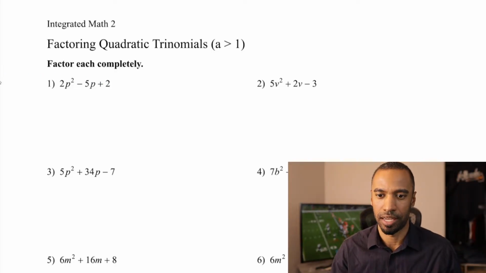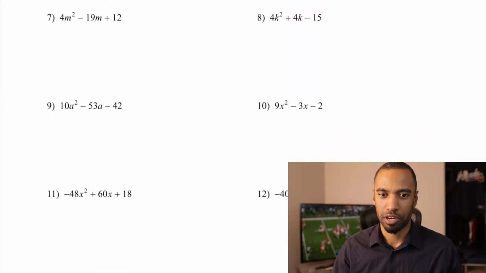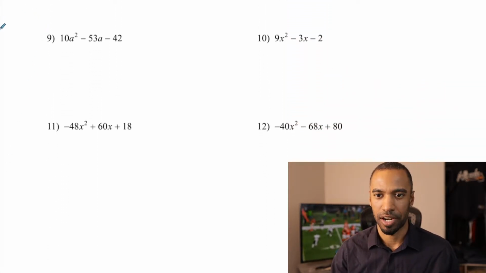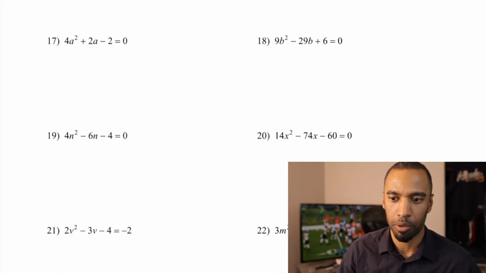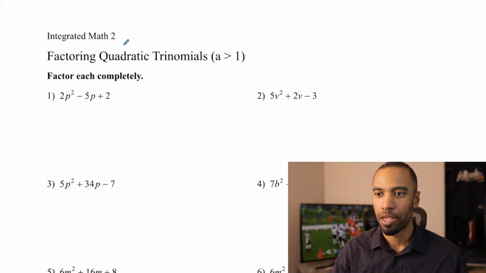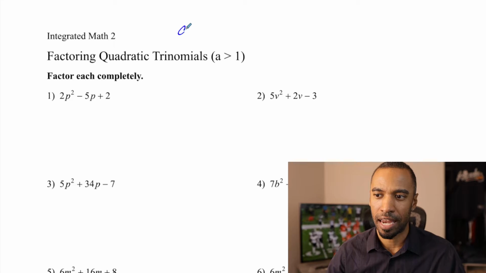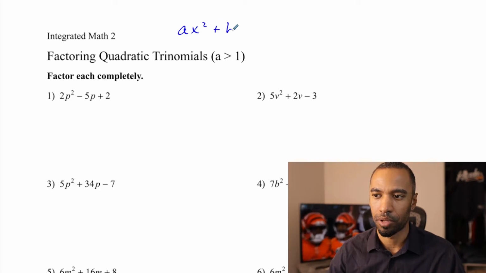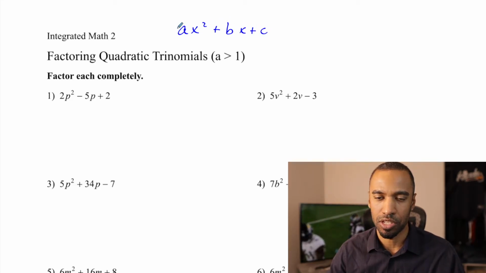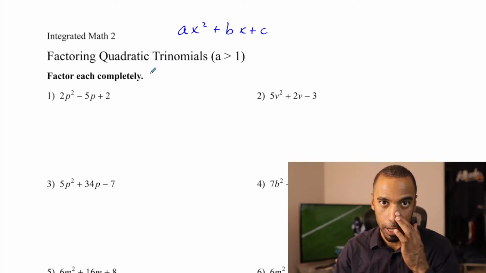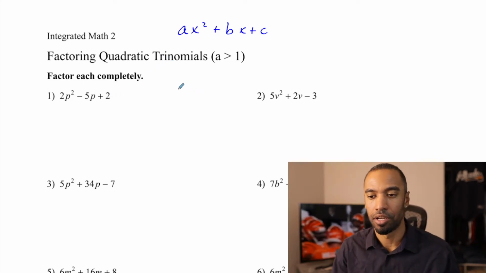And what you're going to see is problems right here where you're just going to factor, not solve, but just factor, and then the back end where you're going to solve for the variable by factoring. But all of these guys, your a value is greater than 1. And by that I mean when we're talking about ax squared plus bx plus c. This is a non-1 coefficient each and every time, even if there's a greatest common factor to start with.